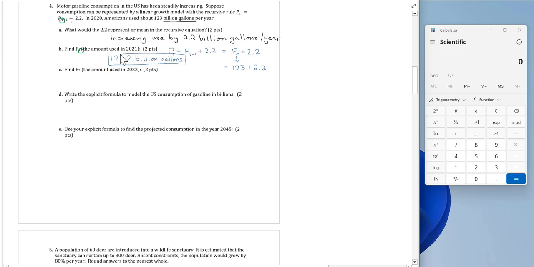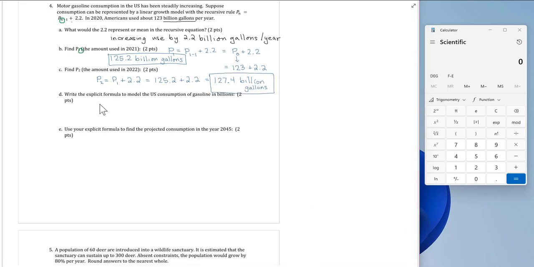To find P sub 2, we're going to need to know P sub 1 last time, plus, again, 2.2. So this is going to be equal to my P sub 1, which I found above, 125.2 plus 2.2, or now in year 2, it's going to be 127.4 billion.